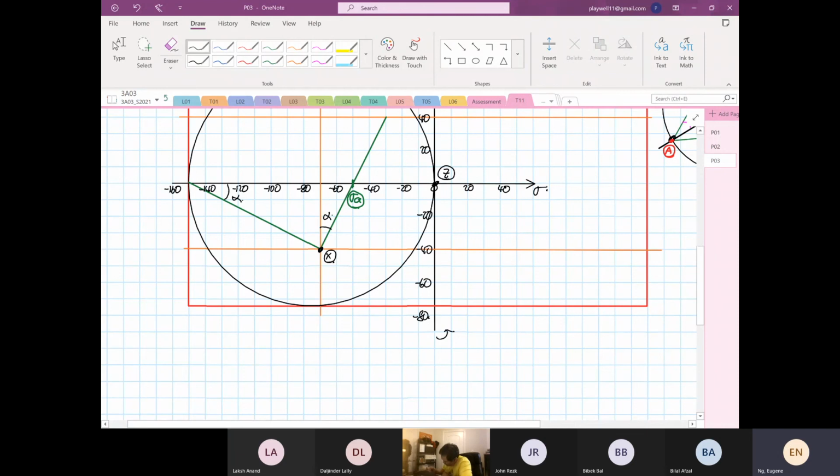So we know that tangent alpha is equal to 40 divided by 10, 20, 30, 40, 50, 60, 70, 80. Is it 80? Yep, divided by 80. So alpha, 40 divided by 80, inverse tangent is equal to 26.6 degrees.